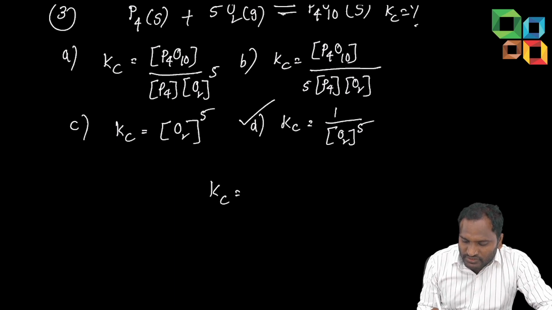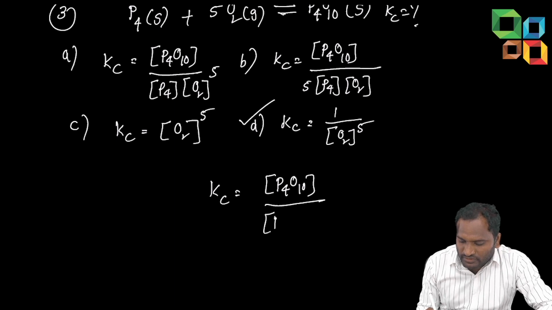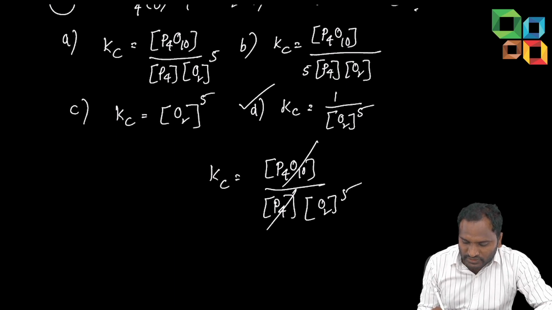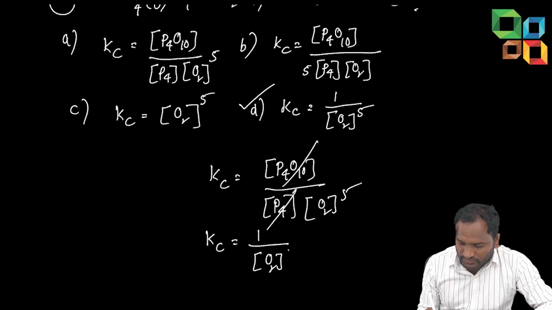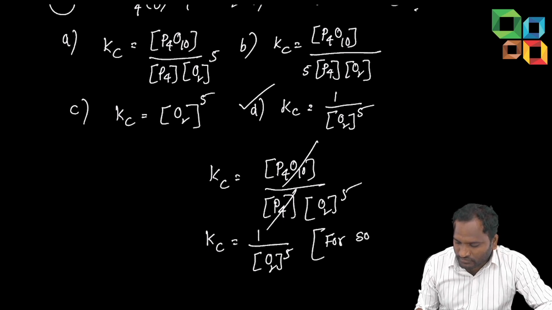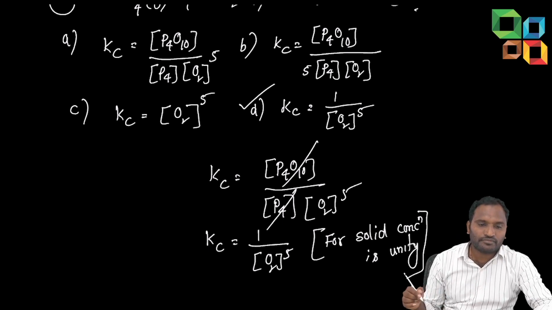Got it, students? So this one is correct. Kc you can write as P4O10 by concentration of P4 and concentration of O2 power 5. This will get cancelled since solids will make it unity. We'll get this. Clear, students?